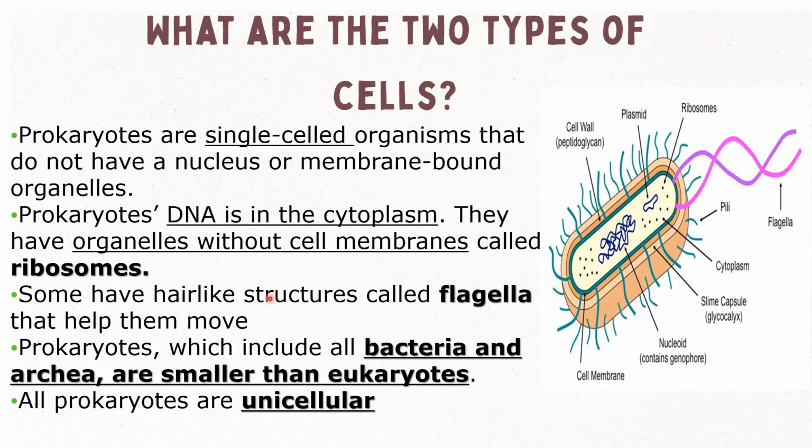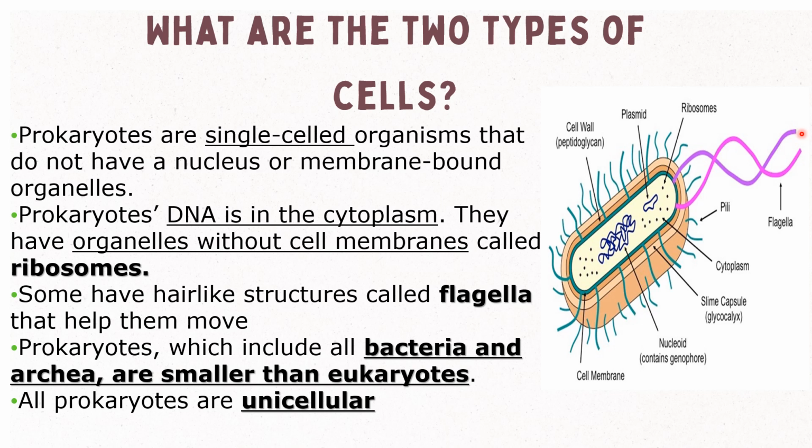Some have a hair-like structure called flagella, which helps them to move. Prokaryotes can move, so they have flagella. Ribosomes are organelles without a cell membrane. Here we have the cell wall, cell membrane, cytoplasm, and flagella. Prokaryotes include all bacteria. The examples of prokaryotes are bacteria and archaea.